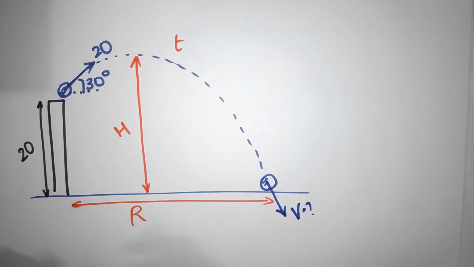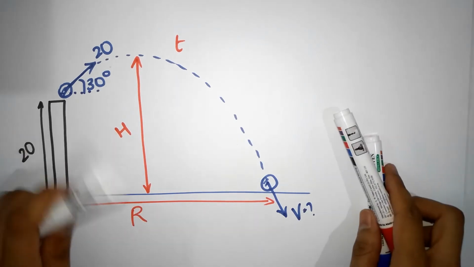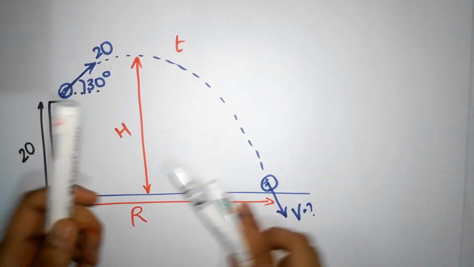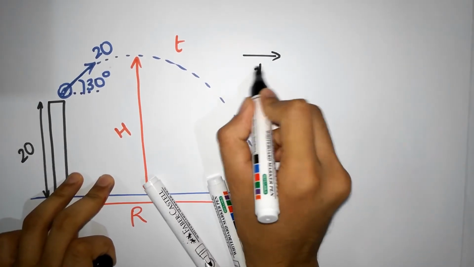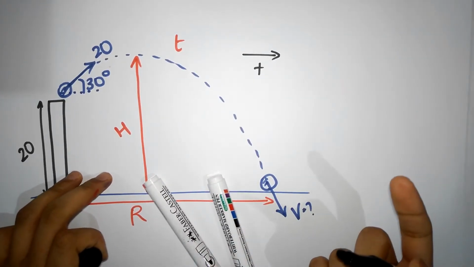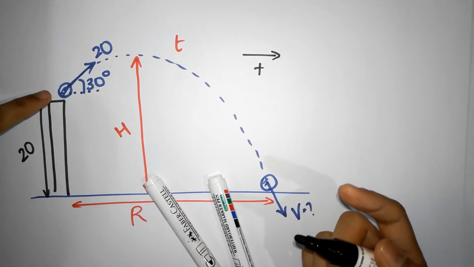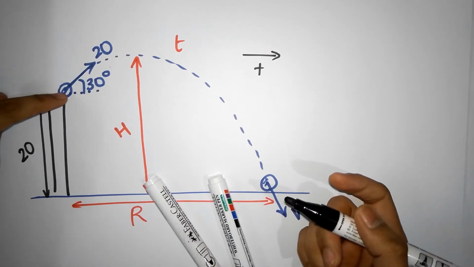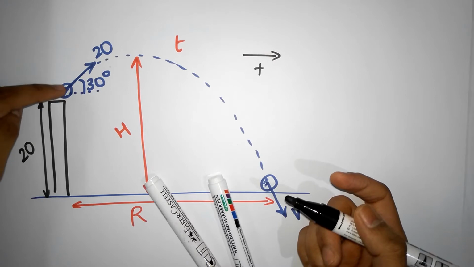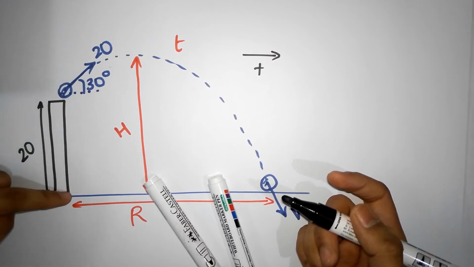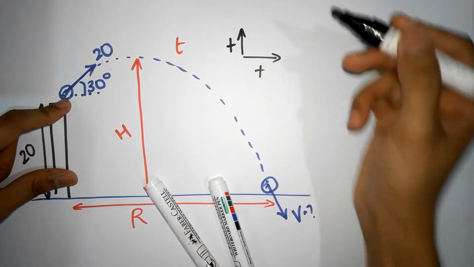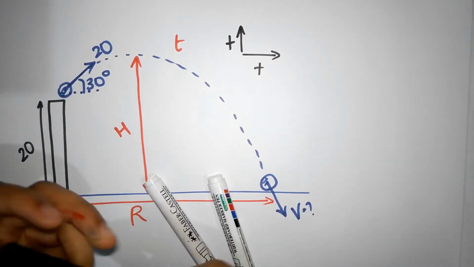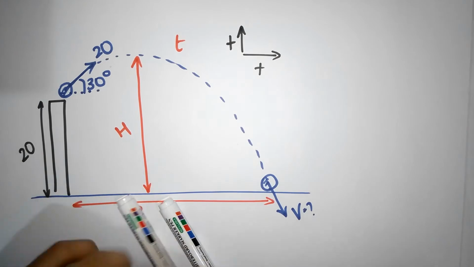Alright, so are you ready for this? Let's begin. The first step to solving this problem, remember, is to decompose. We're going to choose the right direction as positive because along the horizontal it's going towards the right. And if you look at the vertical motion, this is like a projectile thrown straight up along the vertical. It goes up and then it comes back down. So I will choose upwards as positive. You are free to choose whichever direction you want to be positive, but I'll choose upwards as positive.